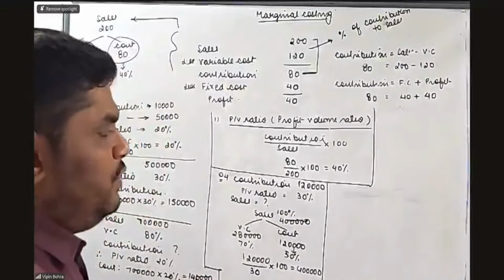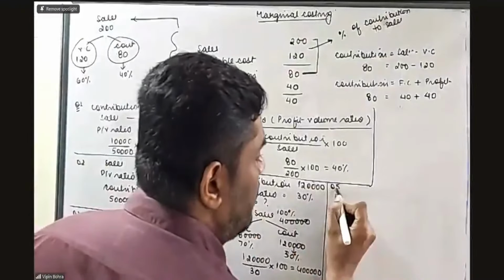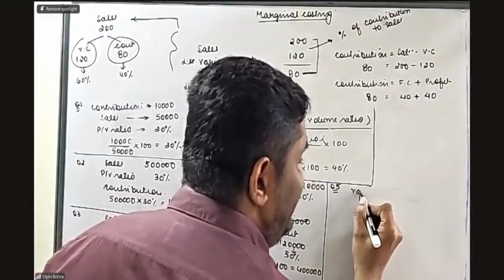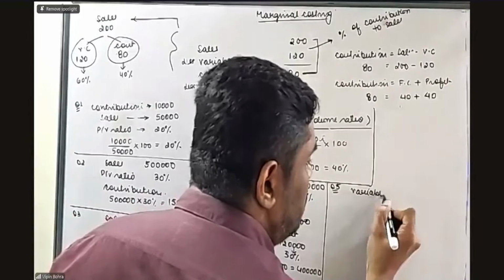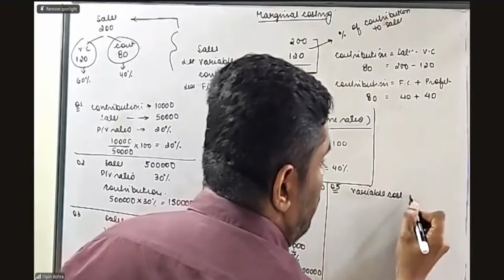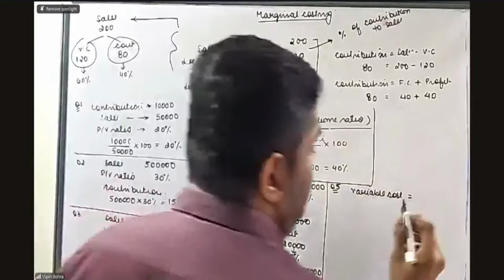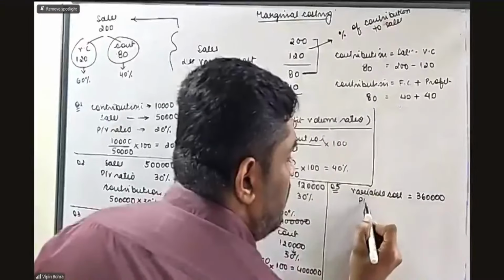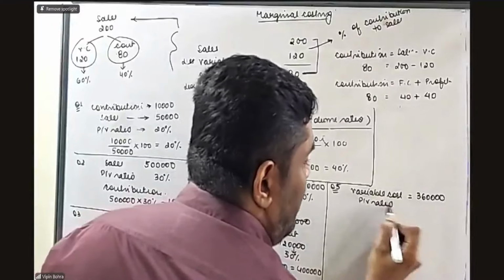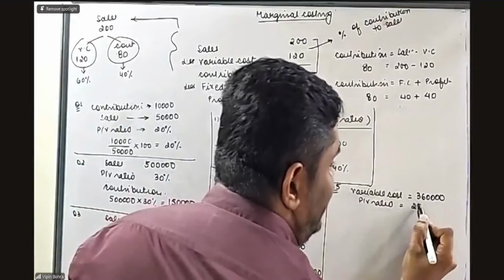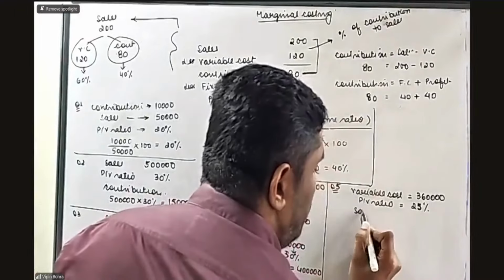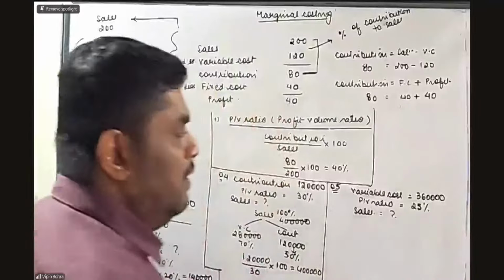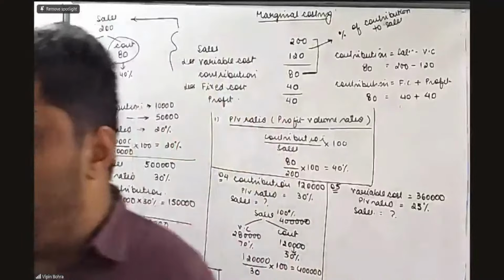One more question for you guys. Let's say my variable cost is 3,60,000. My PV ratio is 25%. So what will be my sales? Waiting for your answers now.